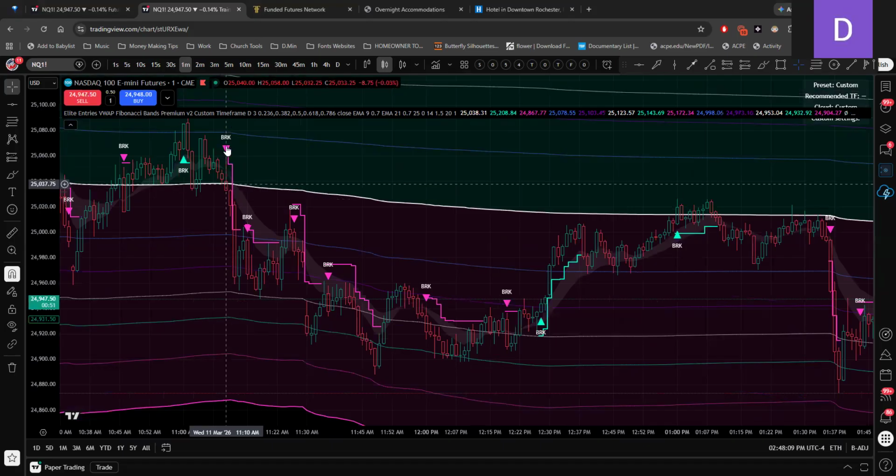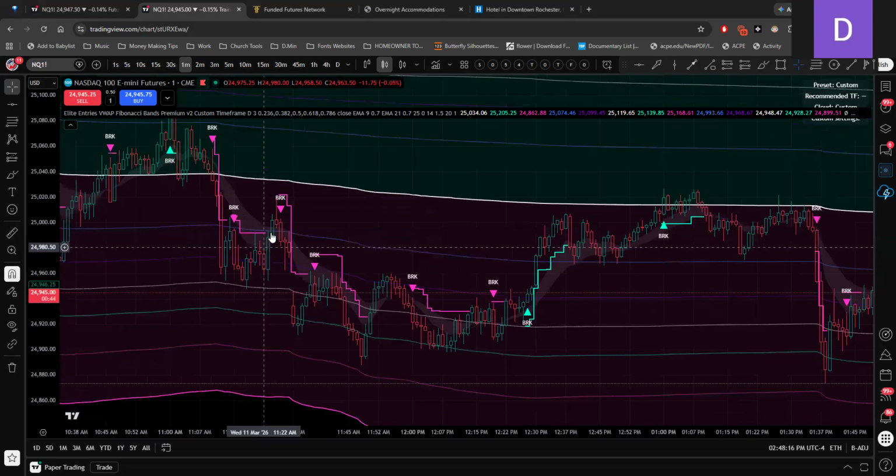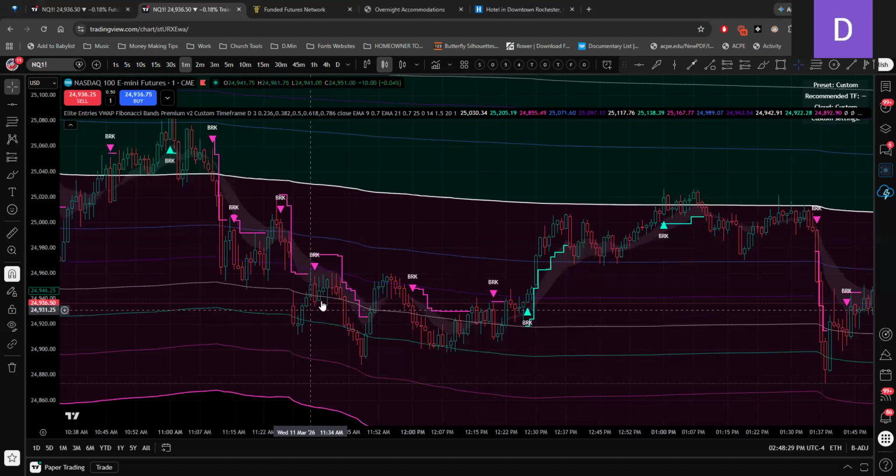Entry here. Stop loss here. Take profit here. Here. Now this is set to the daily time frame. This is multiple take profits. Jeez. Entry here. Take profit here. Entry here. Take profit here and here. Entry here. Stop loss here. Take profit here. Okay. Entry here. Take profit here.